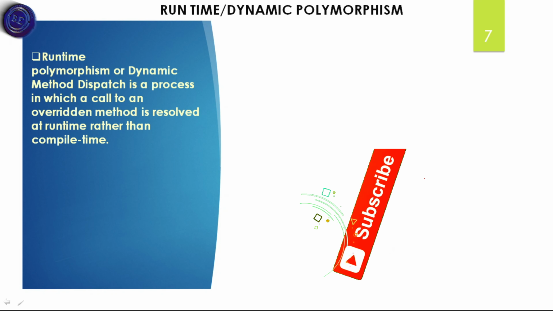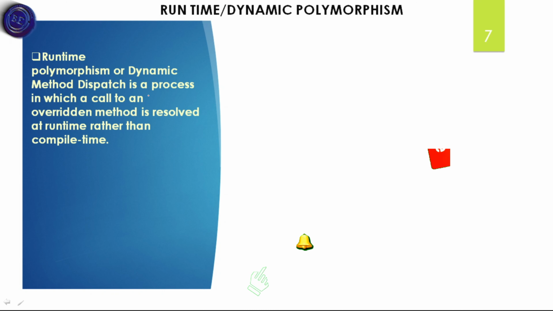Now let us discuss runtime polymorphism. Runtime polymorphism, or dynamic method dispatch, is a process in which a call to an overridden method is resolved at runtime rather than compile time. So runtime polymorphism is nothing but calling an overridden method, which will be resolved during runtime rather than compile time. Compile time polymorphism occurs at compile time, while runtime polymorphism occurs at runtime.